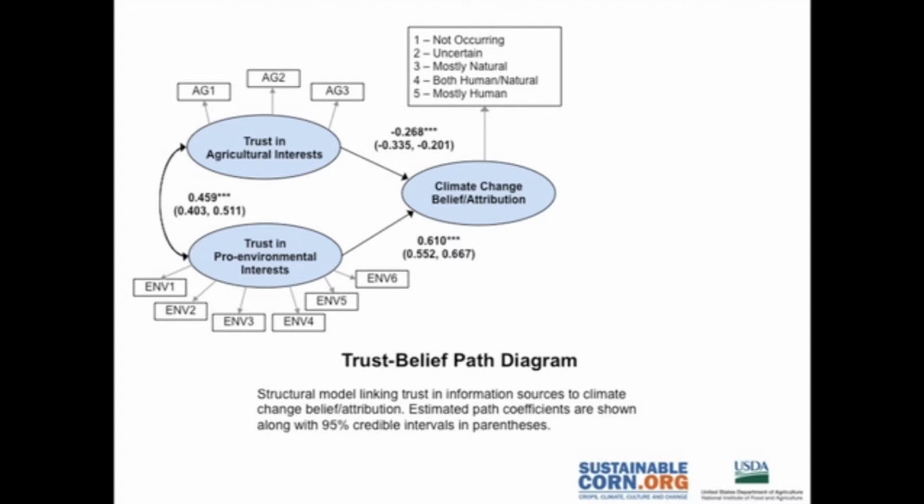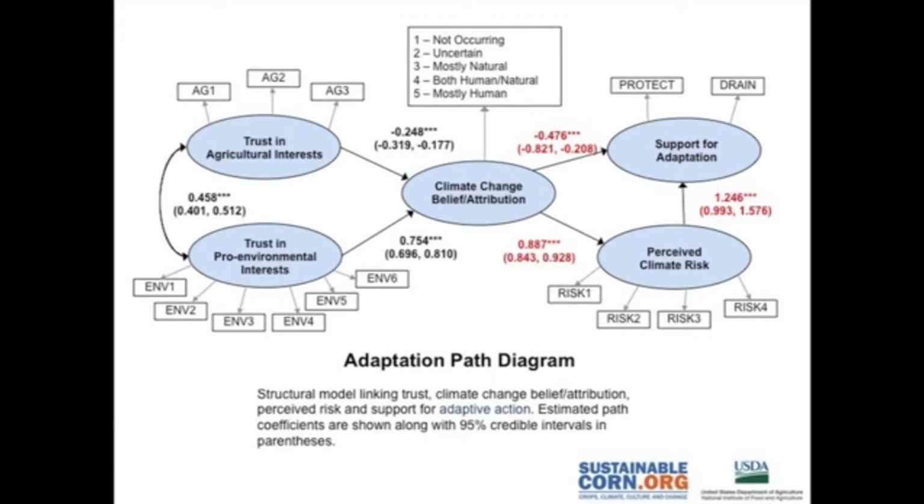And what we find here is, I'll highlight the two coefficients on the top there. Well, anyway, you see that negative 0.268. What that suggests is that as trust in agricultural interests increases, the tendency to believe in human impact on climate change decreases. And on the other hand, as trust in pro-environmental interests increases, belief that there's a human impact on climate change is increasing. And so we have sort of these two different directions that impact climate change belief going on here. And then we can sort of combine these things together.